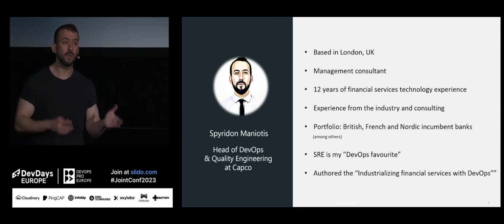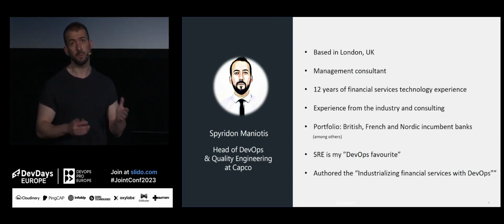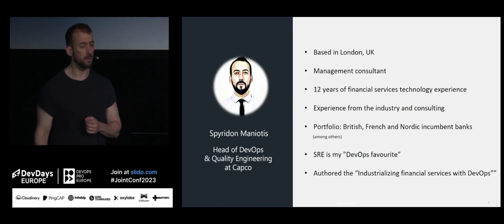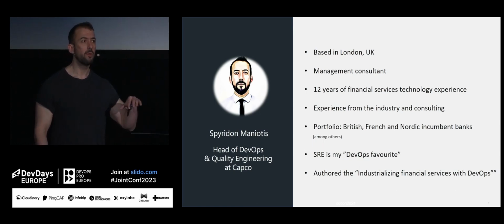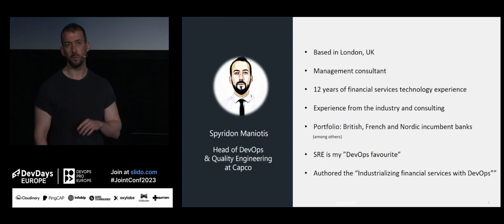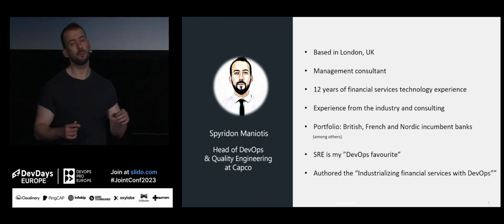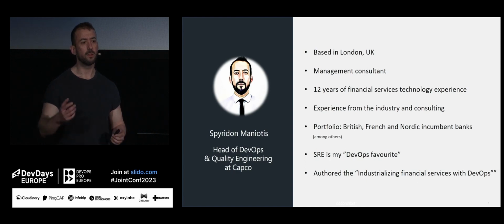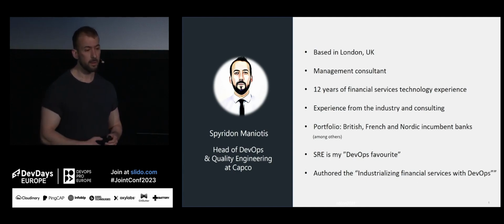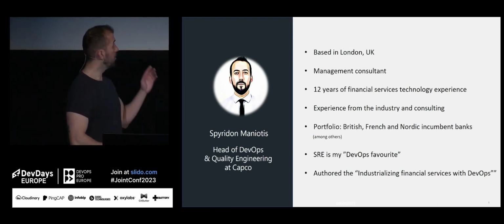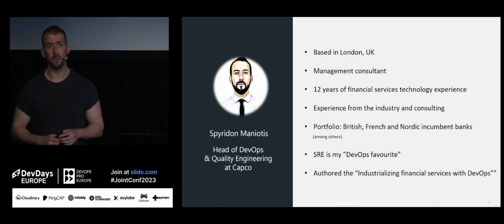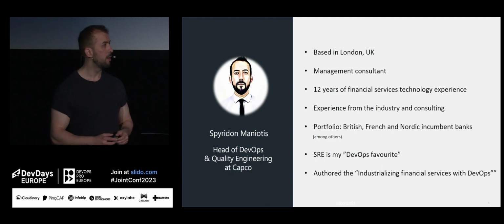I have a little bit more than 12 years of experience in the financial services industry. I've been both in the industry, meaning employed by banks, but also a consultant for banks, as I do at the moment. My portfolio includes British, French, and Nordic banks. So basically, I've seen how DevOps is being done in different regions of the world, and also what is the business appetite, user appetite, but also regulatory environment. And my DevOps favorite is site reliability engineering, so that's the topic I like the most.